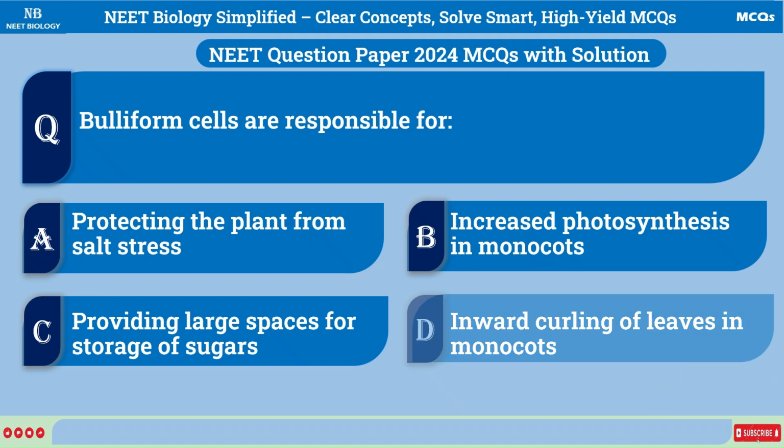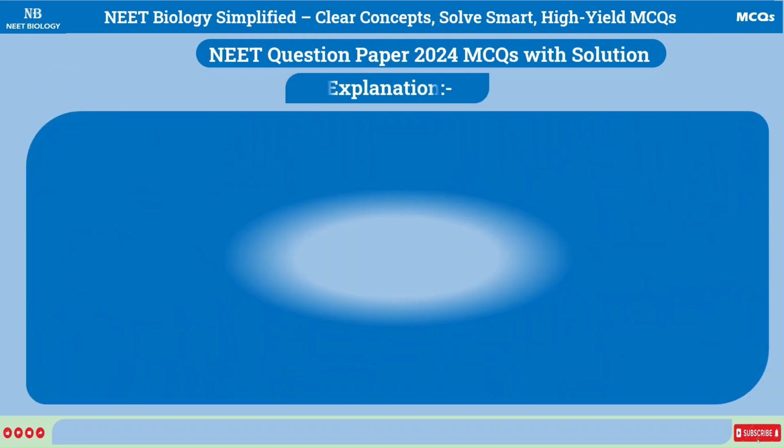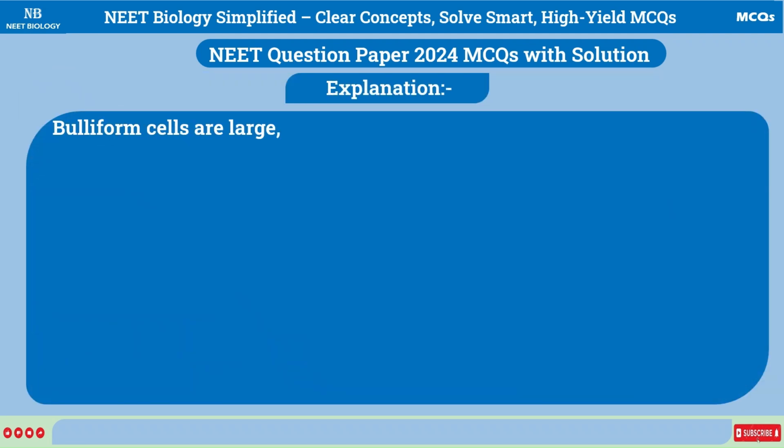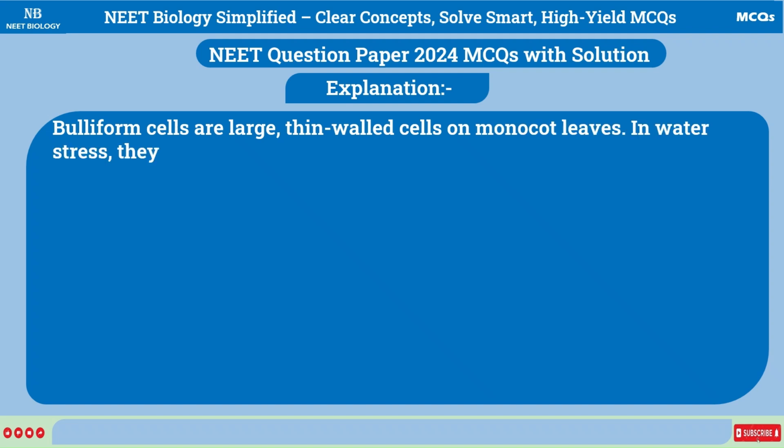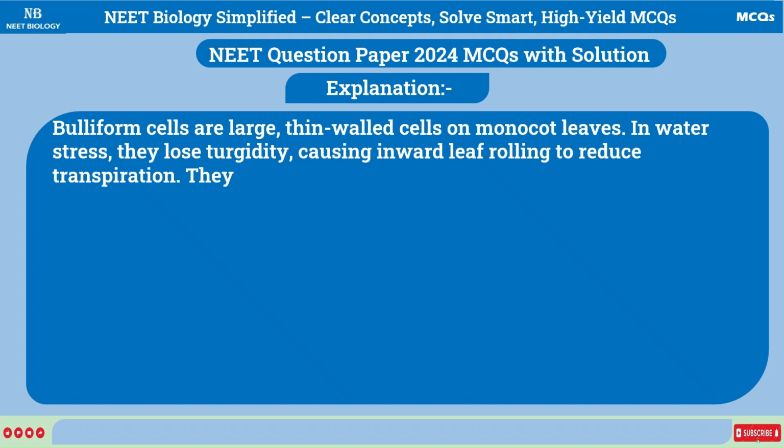Correct answer is D. Inward curling of leaves in monocots. Explanation. Bulliform cells are large, thin-walled cells on monocot leaves. In water stress, they lose turgidity, causing inward leaf rolling to reduce transpiration. They don't directly affect salt stress or sugar storage.